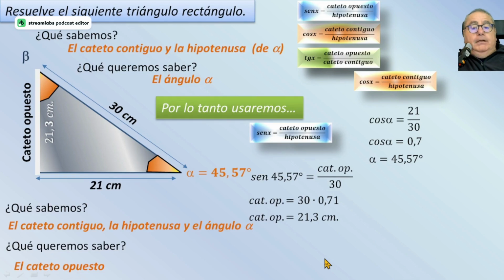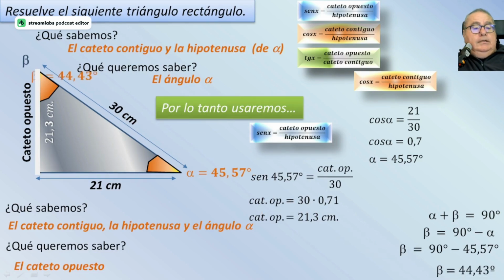Well, to finish this exercise we only need to find the amplitude of beta, and since we know that alpha and beta add up to 90, as before we solve for beta: beta would be 90 minus alpha, that is, 90 minus 45.57. Doing that operation, beta has an amplitude of 44.43 degrees. We put it in place and now it is finished.